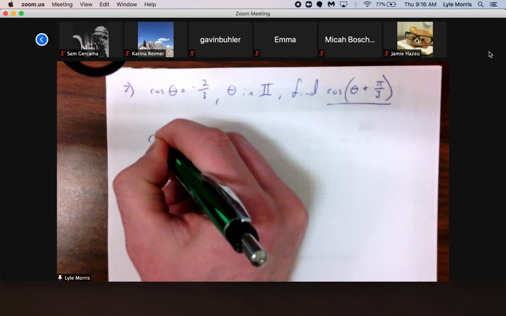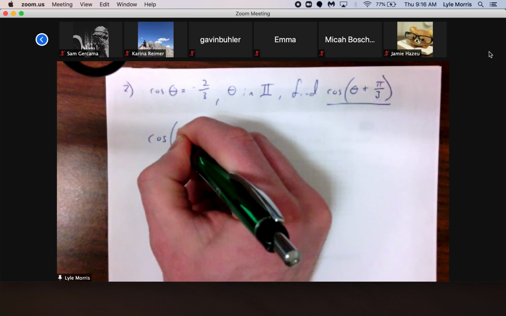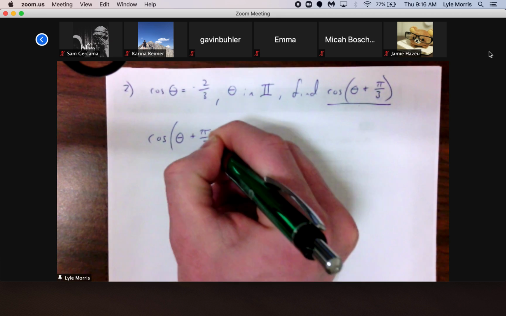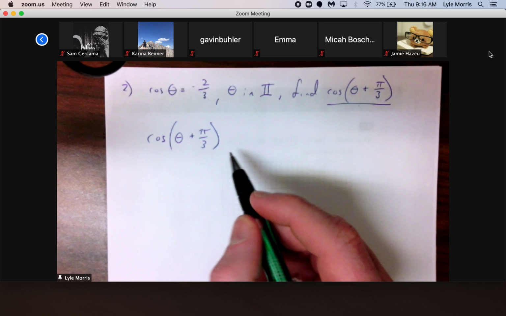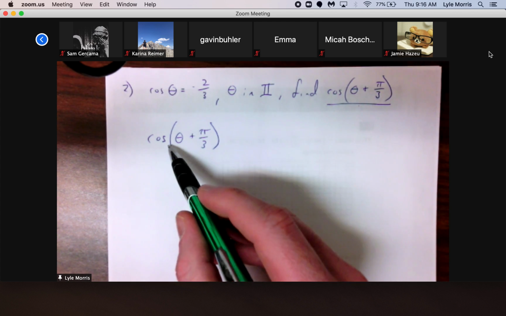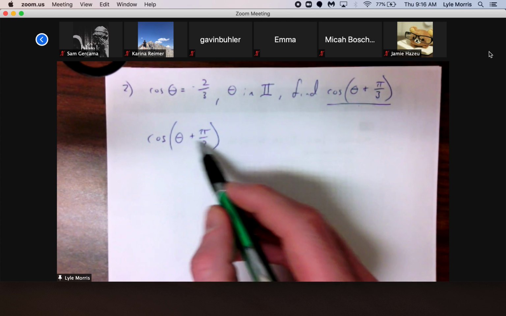So let's do cos of theta plus pi over 3. There's so much noise in my hallway. I don't know. It's weird. It's not even like this during regular school. Cos of theta plus pi over 3.